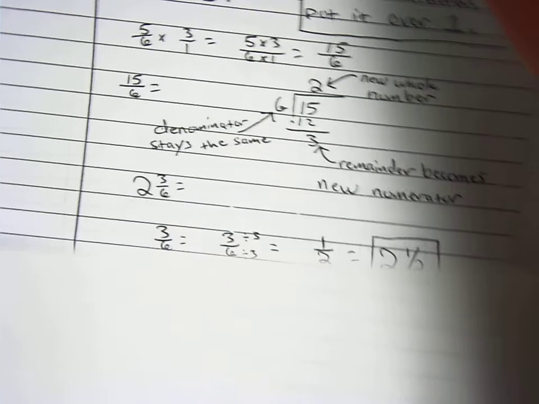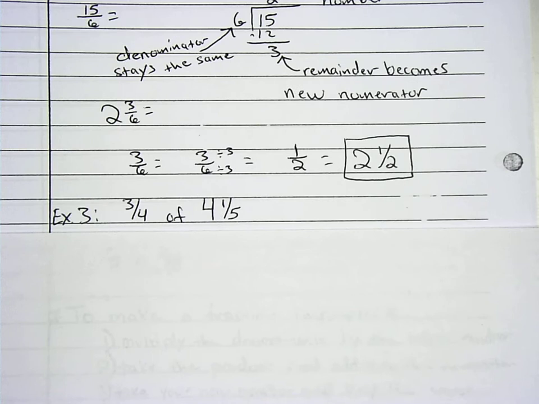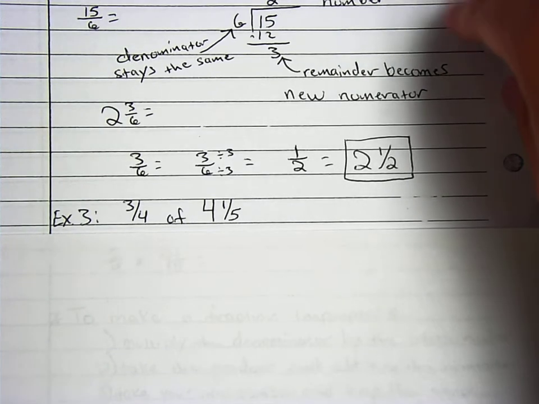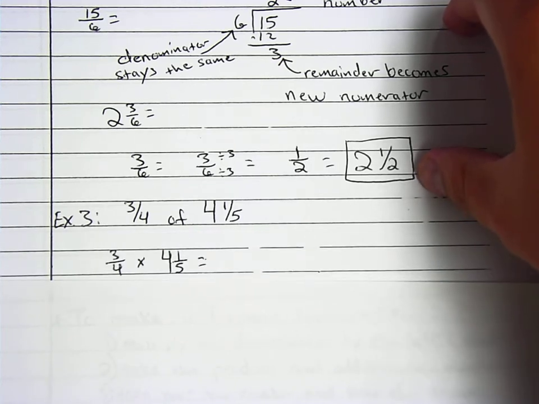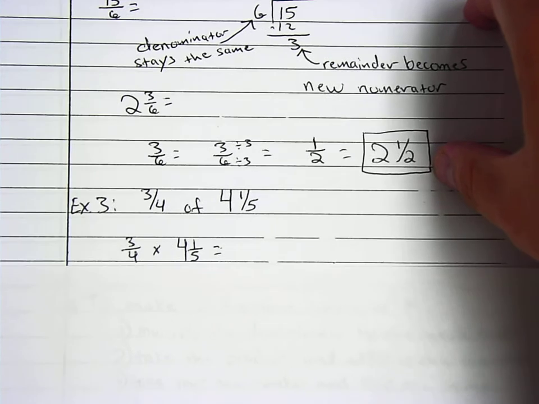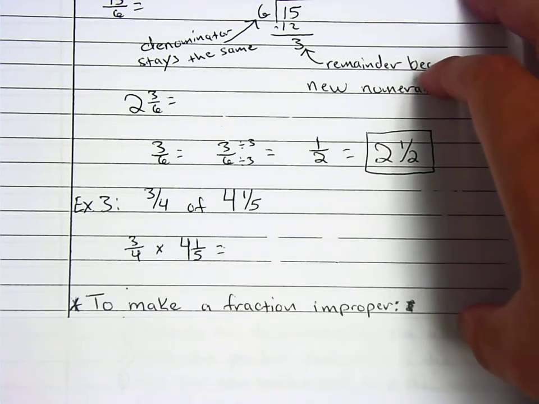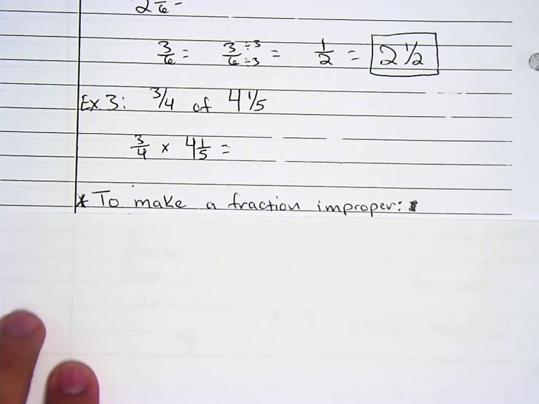Our next example is 3/4 of 4 and 1/5. This is a mixed number and a fraction, but again, it is very straightforward. So we're going to take our fractions and rewrite them without the of sign. Next, we're going to make a fraction improper. And in case you don't remember, I added it here.